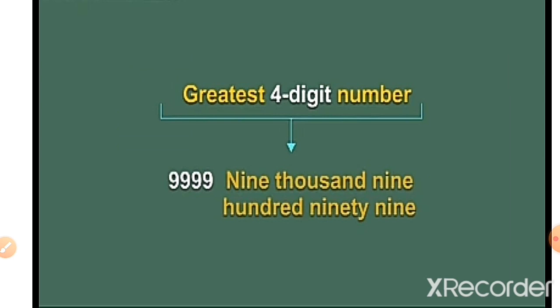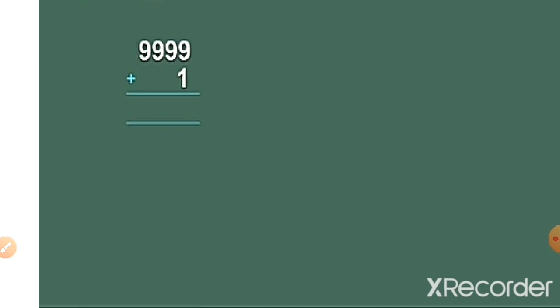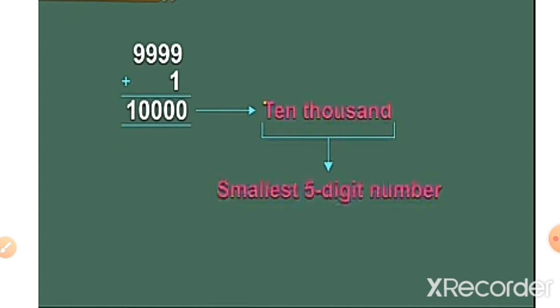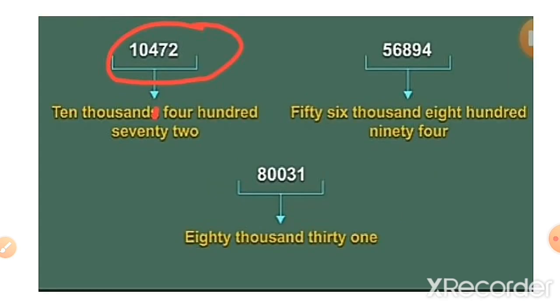What is the greatest 4-digit number? It is 9999. You will read it as 9999. If you add 1 to 9999, your answer will be 10000. You will read it as 10,000 and this will be your smallest 5-digit number.